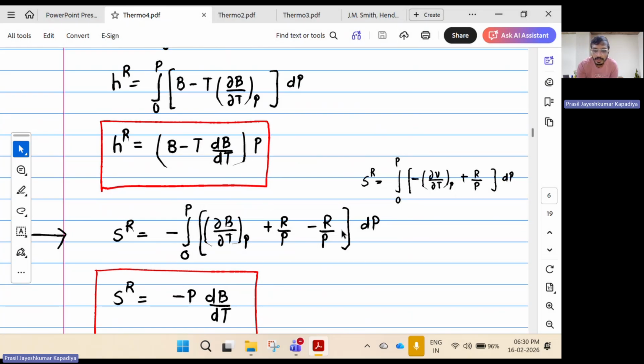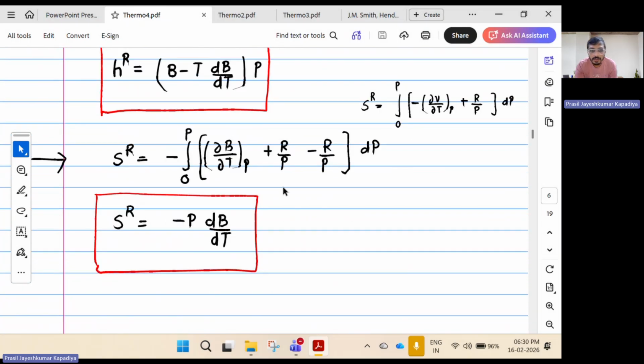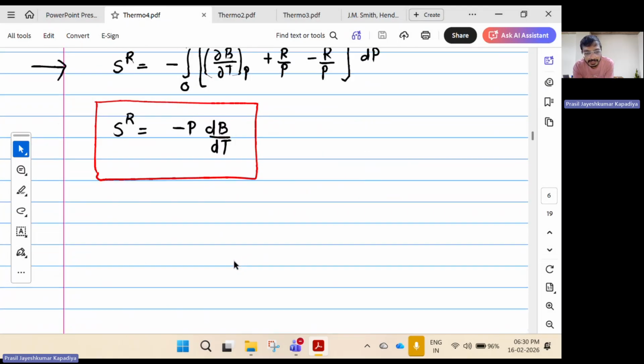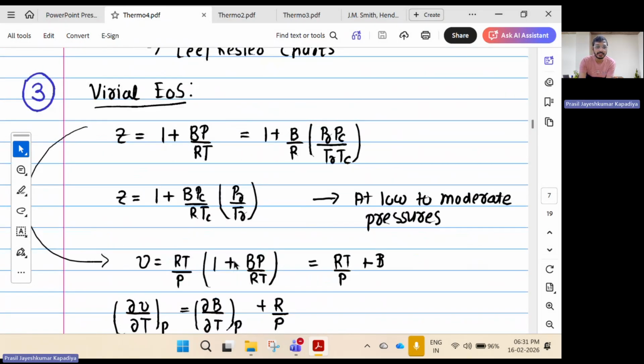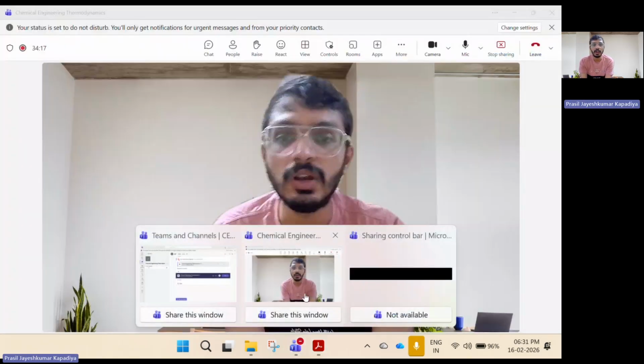So this will be minus, okay. So minus R by P dP. So this term cancels out, and if I differentiate it, P minus 0 will be the limit. So P into dB dt. So this will be my residual entropy. This is how we can estimate residual enthalpy and residual entropy.